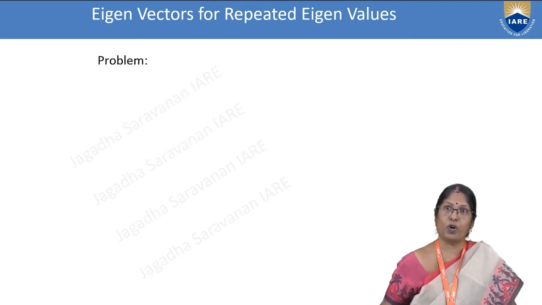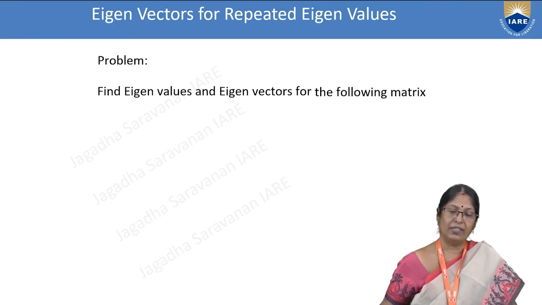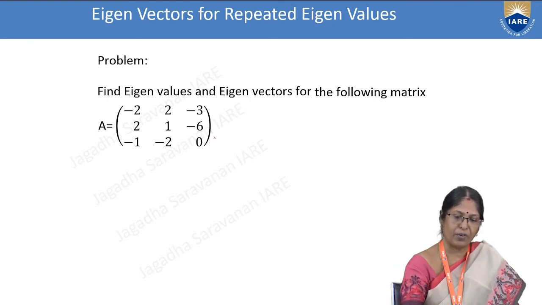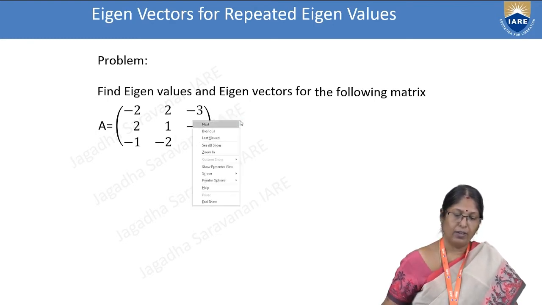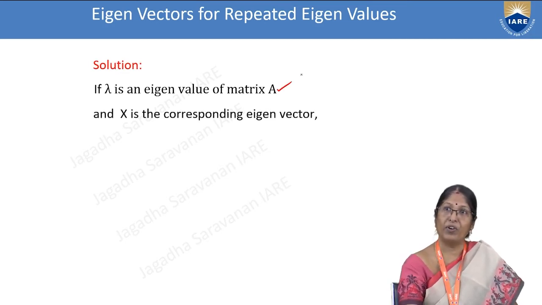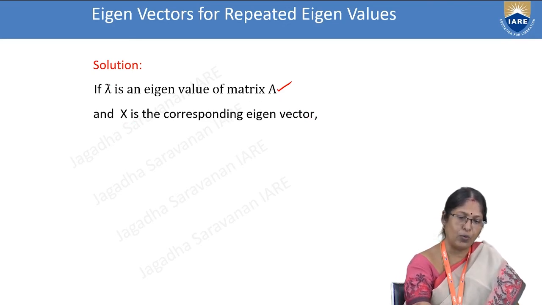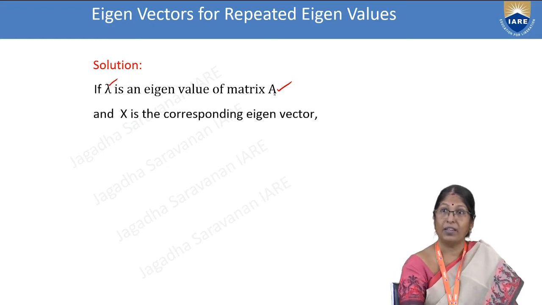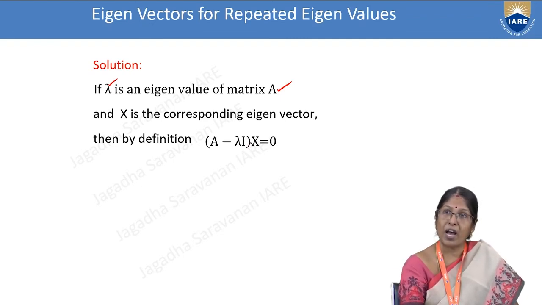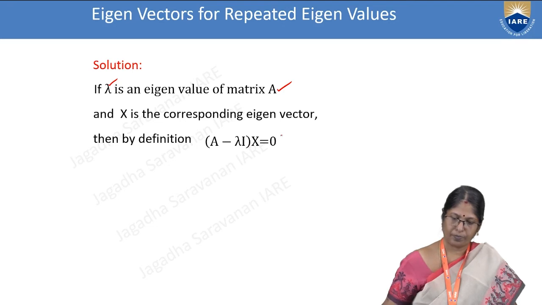We will do one more problem based on this. That is, find the eigenvalues and eigenvectors of the following matrix. Here the given matrix A is given. Lambda is the eigenvalue of our given matrix A. That is our given problem. Then capital X is the corresponding eigenvector for the eigenvalue lambda of the given matrix A. By the definition, A minus lambda I into X equals 0.